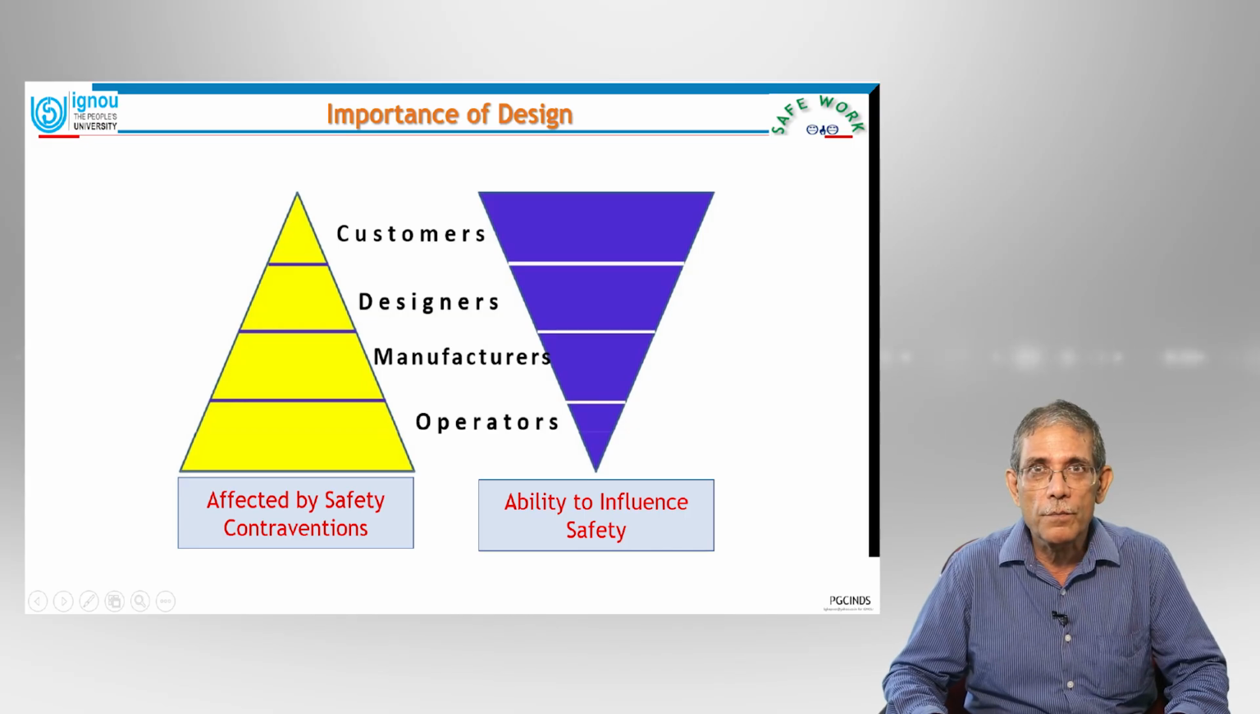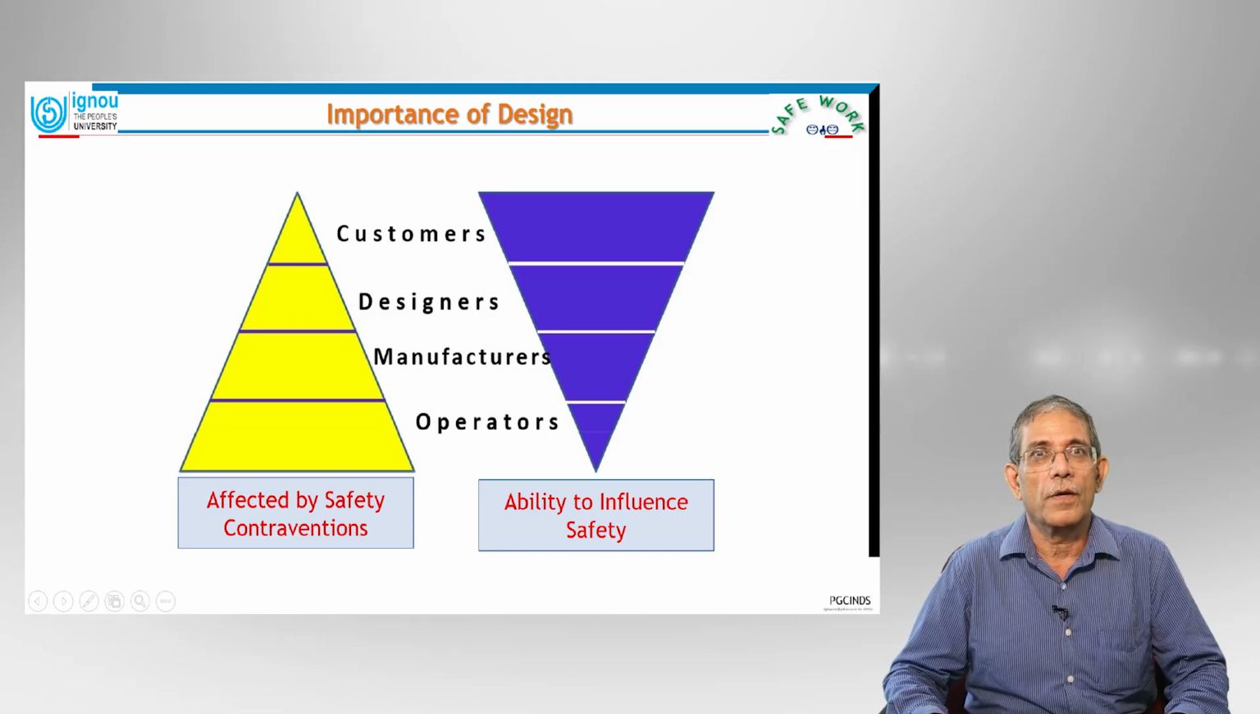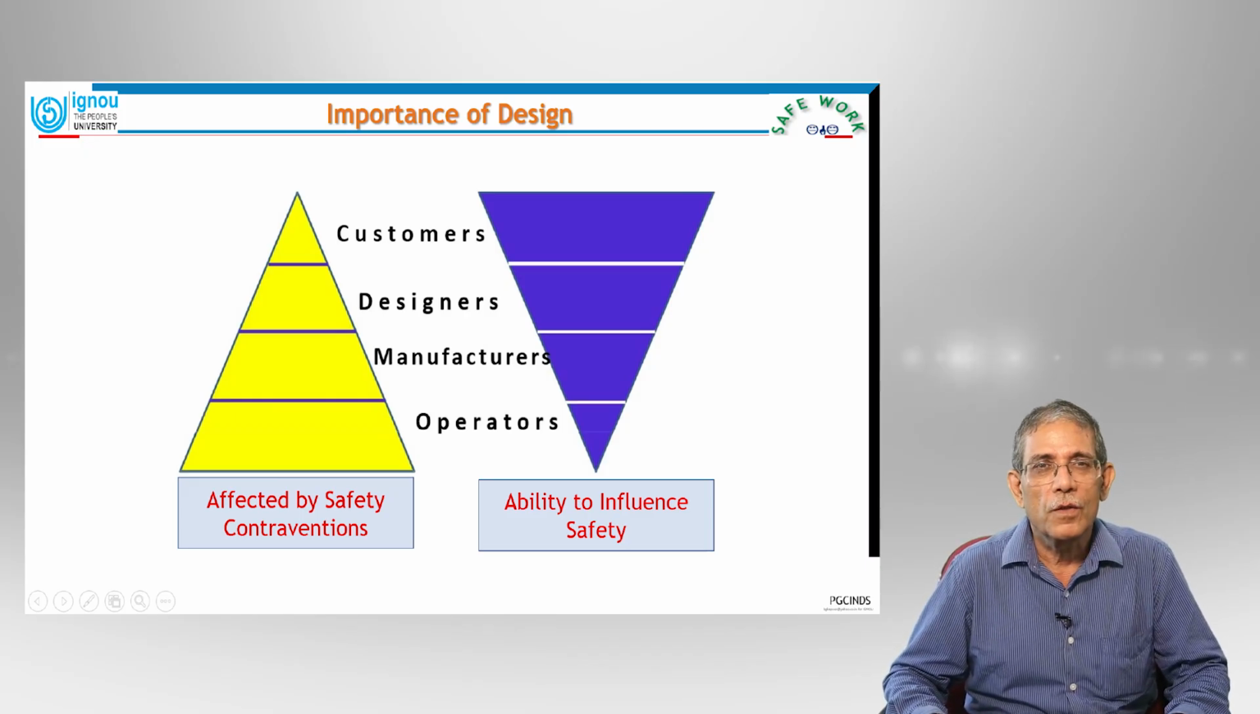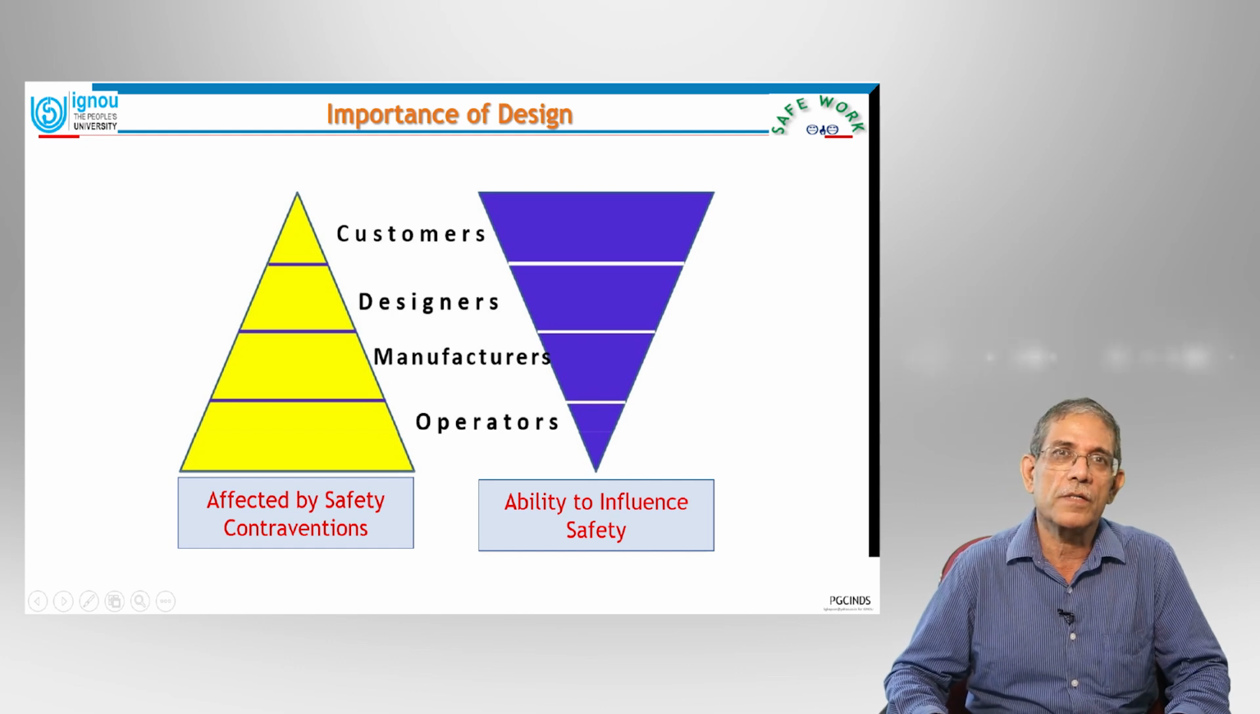He will incorporate the safety features. A customer who is least affected by safety contravention purchases such items which are already available in the market, which are safer. Therefore, the ability to influence safety is much more in the hand of the customer. He is not affected by safety contraventions.